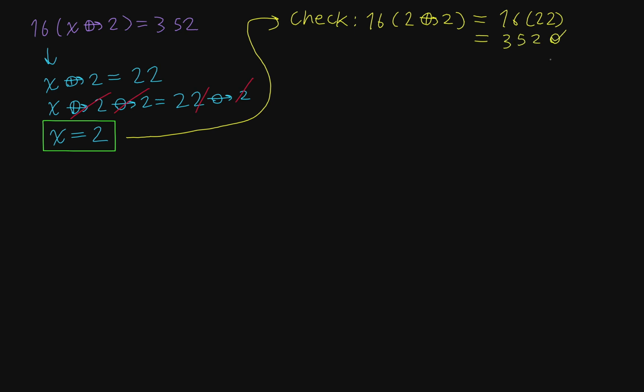So this works. Now notice that we could have also done it using the more formulaic definition of concatenation, right? You could have rewritten x concat 2 as 10x plus 2. So then instead you would be solving 16 times 10x plus 2 is equal to 352. And then you just have a linear equation to solve, basically. Now, let's move on to a more complicated scenario.